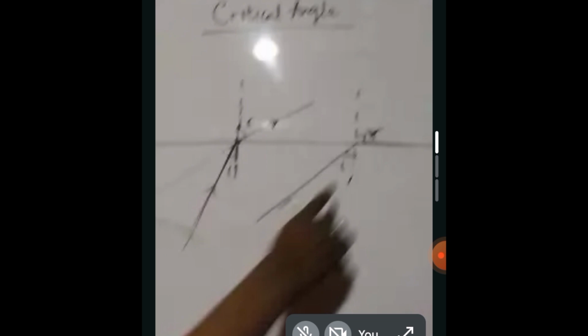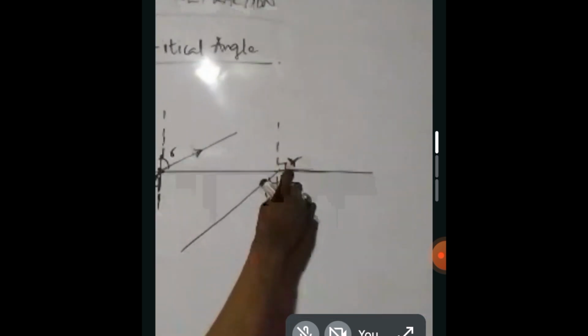I think this critical angle has something to do with 90 degrees. That's why I'm showing the perpendicular angle here. I said it is perpendicular. You can see I've already written right angle.